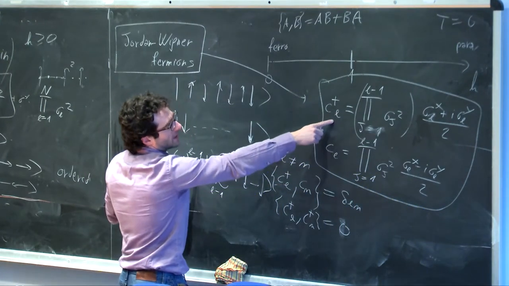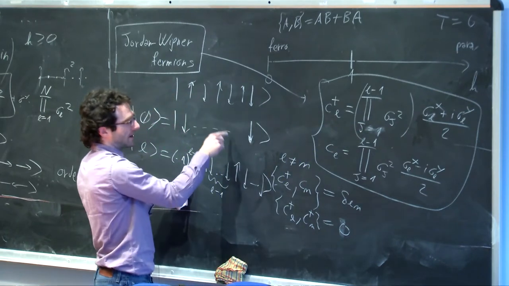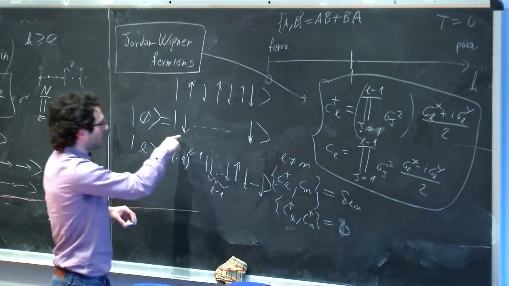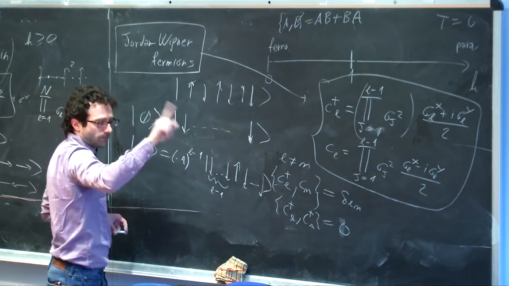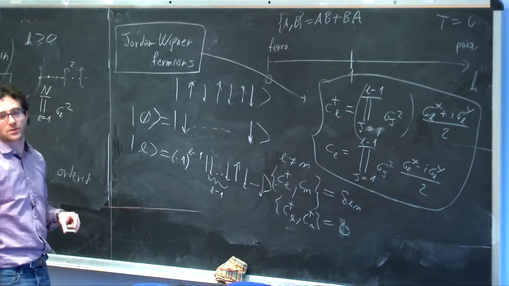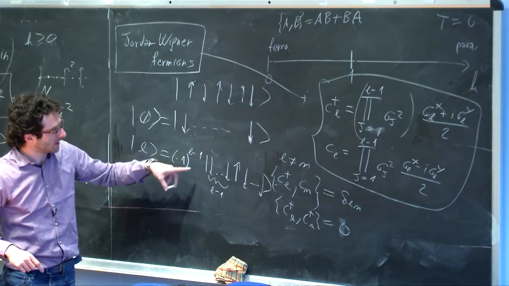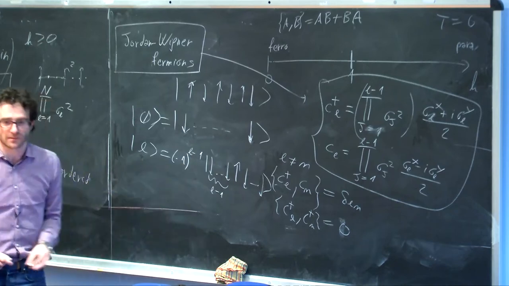Because I applied this operator to the vacuum, now you have this string of sigma z, and all the spins point in the down direction, so you have minus 1 per spin up to L minus 1, so minus 1 to the L minus 1.